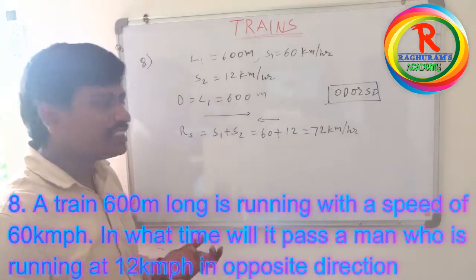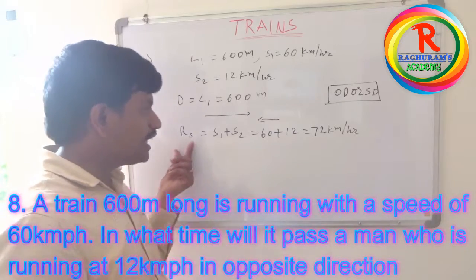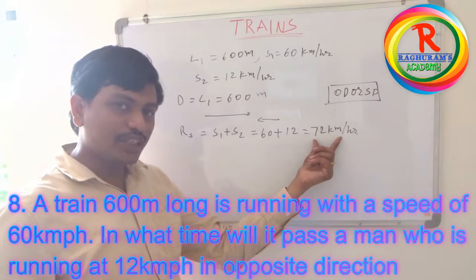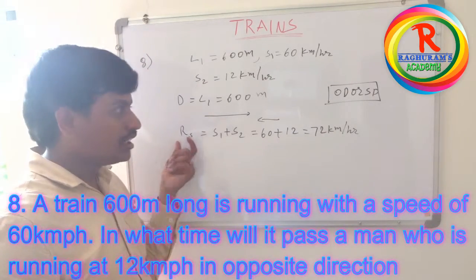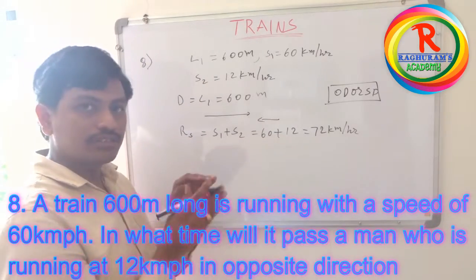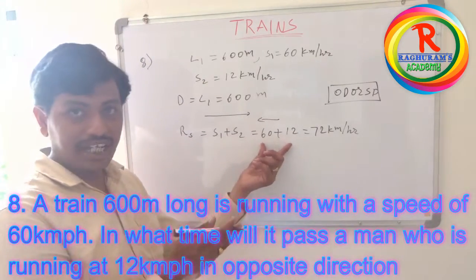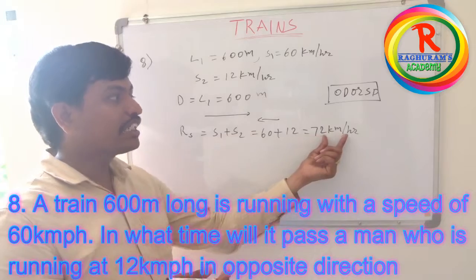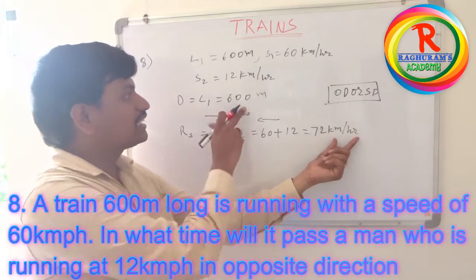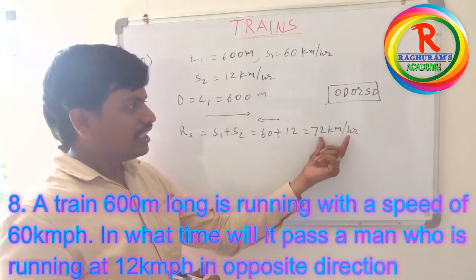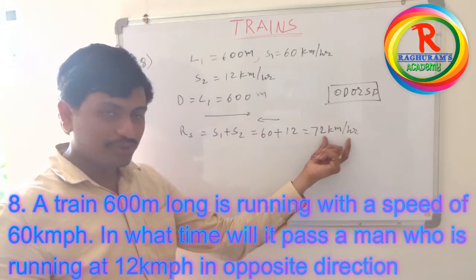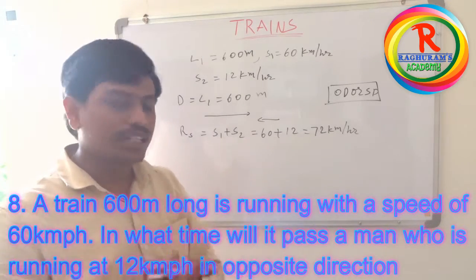Now we can find the time easily, but the speed is given as 72 kilometers per hour. This is relative speed: opposite direction, addition; same direction, subtraction. We take subtraction. So it is in kilometers per hour, but the distance is in meters. Let us convert. What to do? Convert kilometers per hour to meters per second.